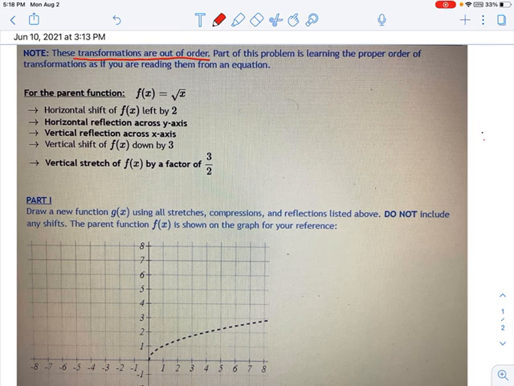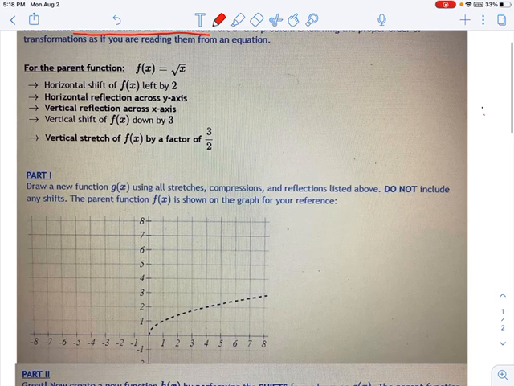Because horizontal's always been a little wacky, right? We go left when we think we're going to add and vice versa. Well, when you combine horizontal transformations, shifts, and reflections, it gets really weird. And we just have to carefully walk through these steps.